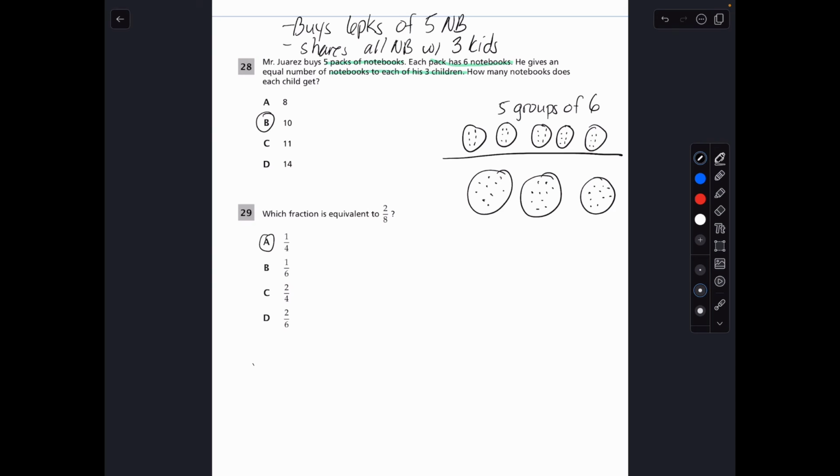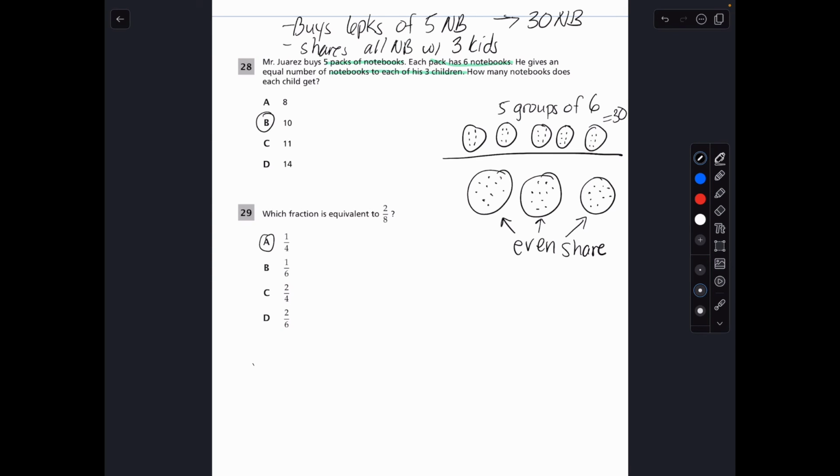So they're just drawing 5 circles, and there's 6 dots inside. And when they count that, they have 30. So there are 30 notebooks. And then they try to do an even share.